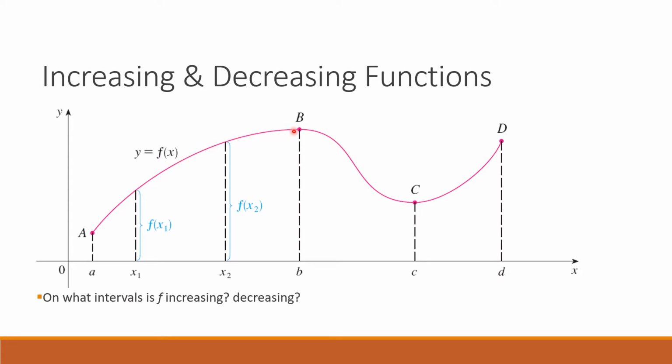What about from b to c? As you can see, it's decreasing. What about from c to d? It is increasing. So in one function, we can have both increasing and decreasing intervals. So if I would like to describe this function, I would say that this function is increasing from a to b, decreasing from b to c, and then increasing again from c to d.